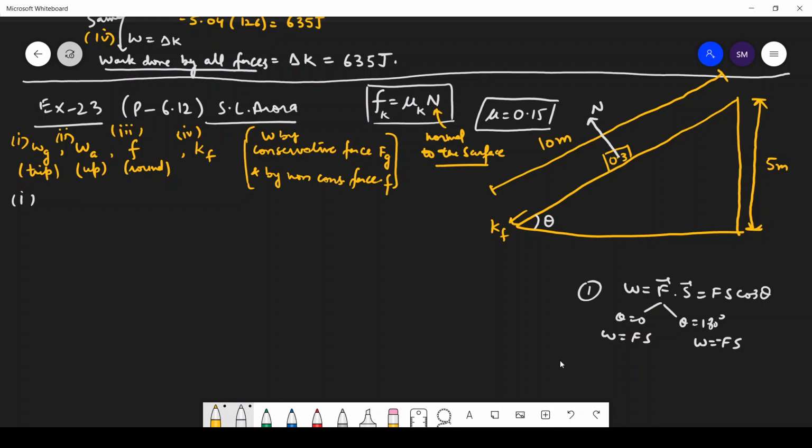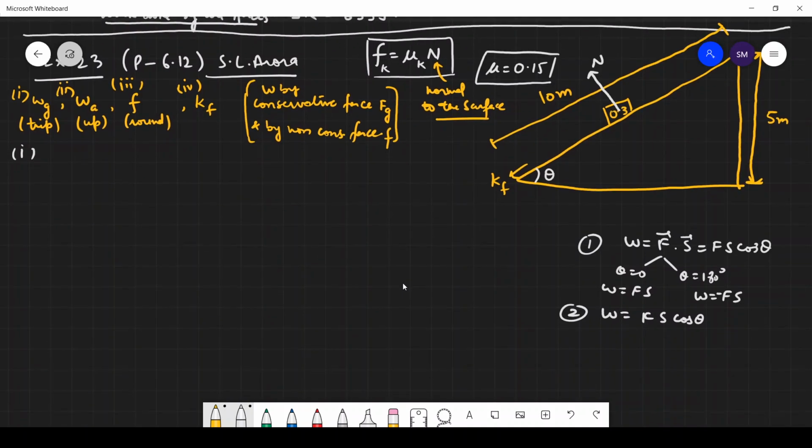Now, this was one aspect of this formula. Another aspect, work done is equal to Fs cos theta. Good. So I told you that I can write this in two ways. I can interpret this work done in two ways. That is F into S cos theta, and this is F cos theta into S, you can write.